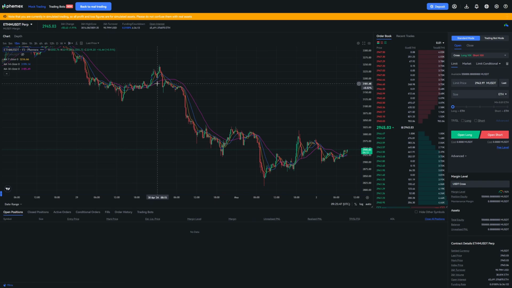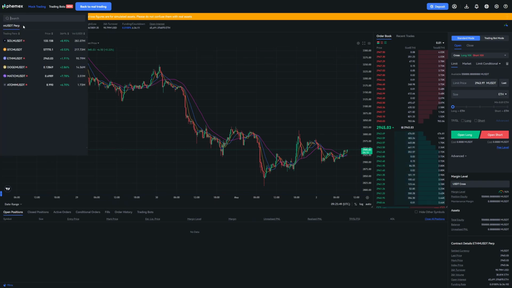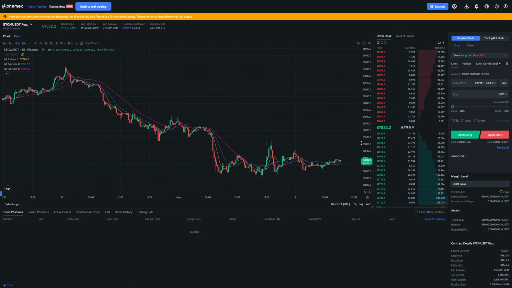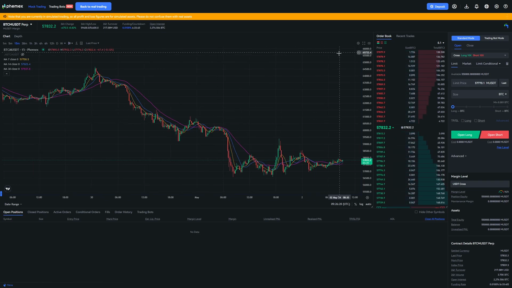Now, if you want to change the asset, you can do this in the top left corner. You can see right here the supported cryptocurrencies. Right now, Phemex supports 6 demo trading assets, and I recommend always going with Bitcoin, because Bitcoin is of course the leading crypto asset, and whatever Bitcoin is doing, the whole crypto market will follow. So now we are on the Bitcoin chart right here, which is BTC MUSDT, which stands for Bitcoin Mock USDT, and now we can start demo trading.